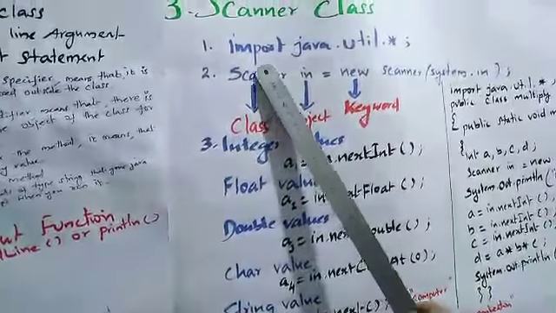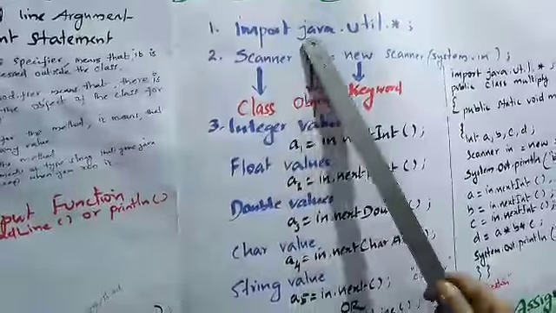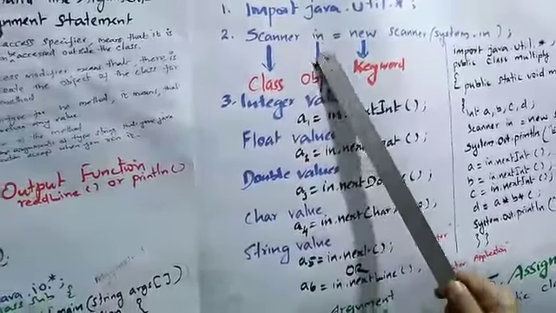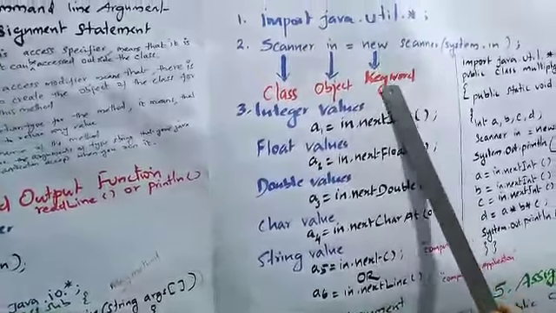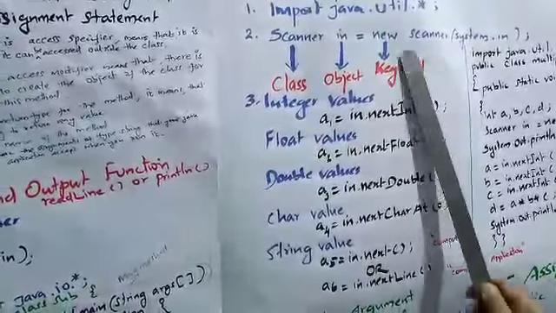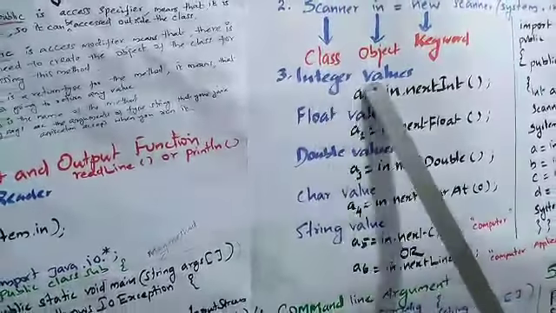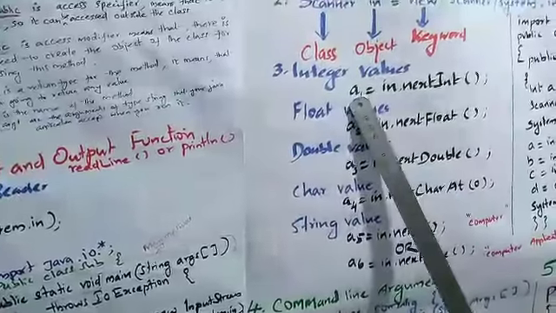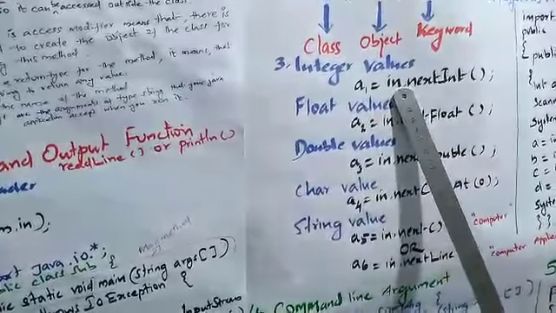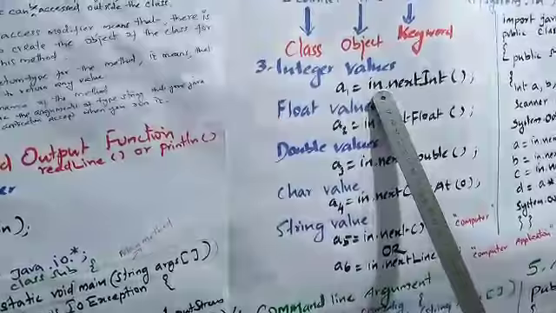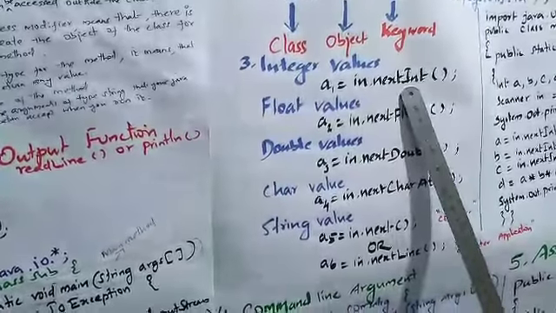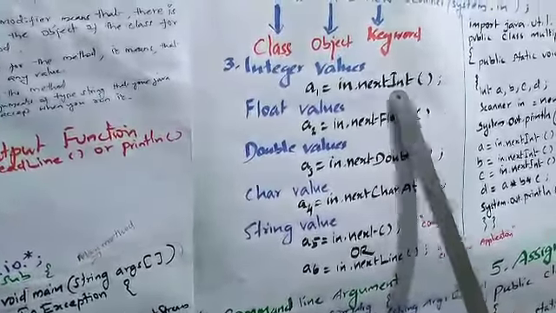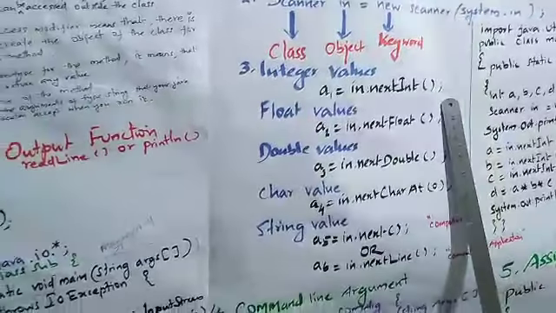Scanner is our class. In is an object. You can change the object name. And new is our keyword. Now see how we take the values. Suppose you have to take an integer value, what will you write? A1 is equal to in.nextInt(). The I should be capital. Open and close bracket, semicolon.